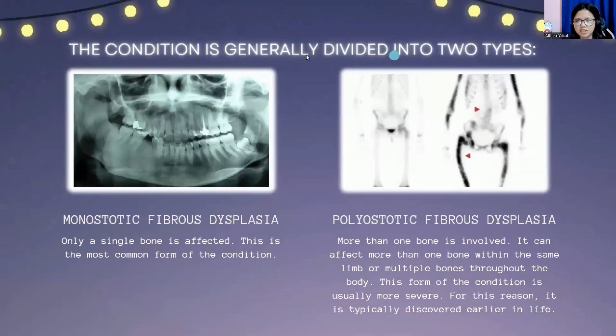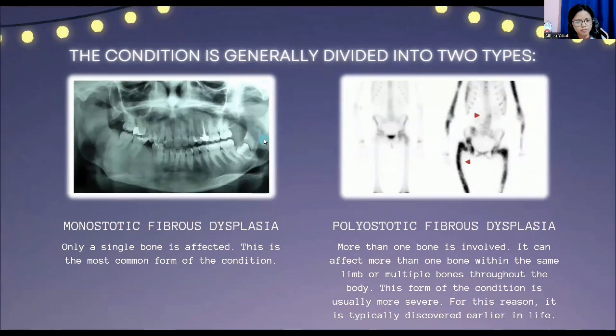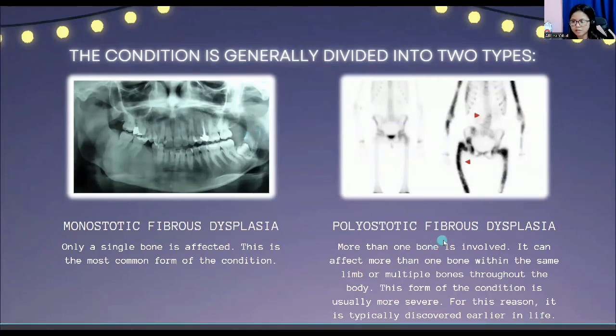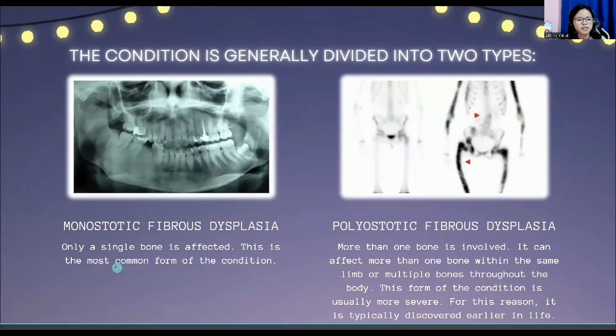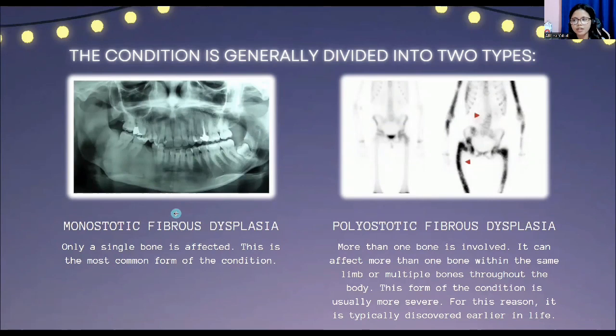Anyways, the condition is generally divided into two types, which is the monostotic fibrous dysplasia and polyostotic fibrous dysplasia. So, dito na muna tayo sa monostotic fibrous dysplasia, meaning that only a single bone is affected. This is the most common form of the condition. And sabi dito that iisa lang yung naapektuhan kung sadya lang na fibrous dysplasia doon lang, hindi sa ibang parte.